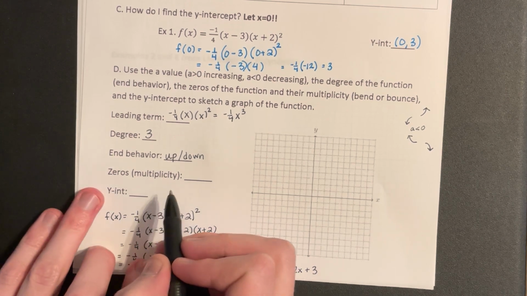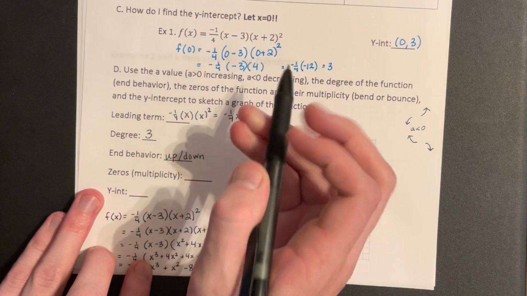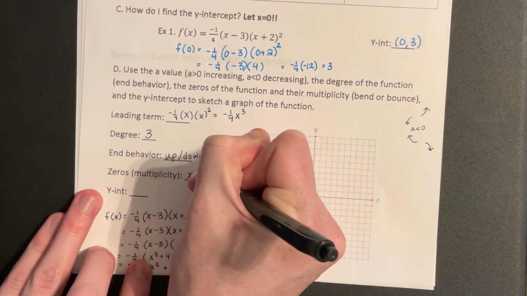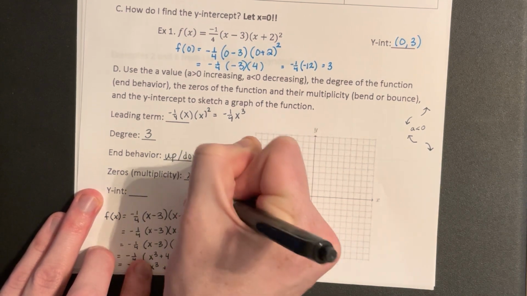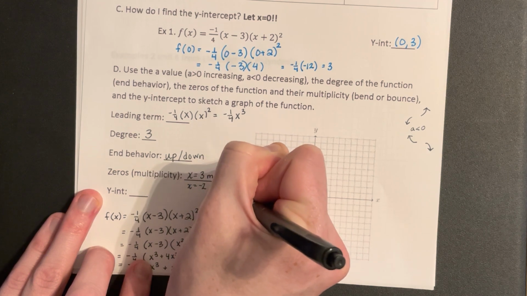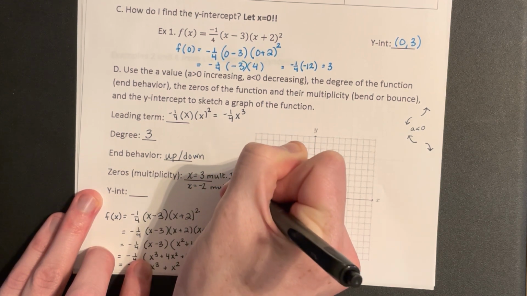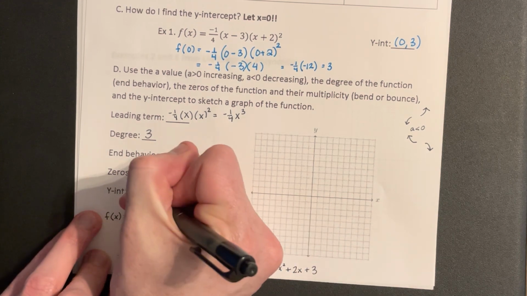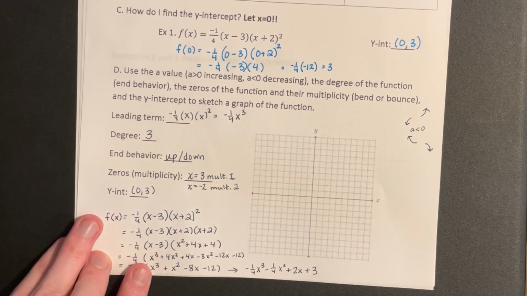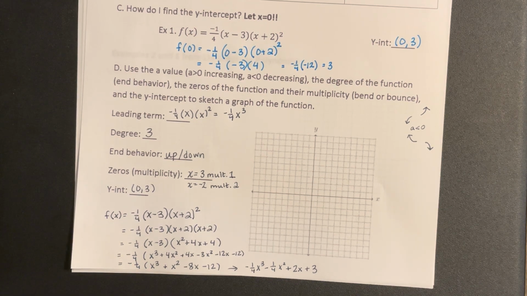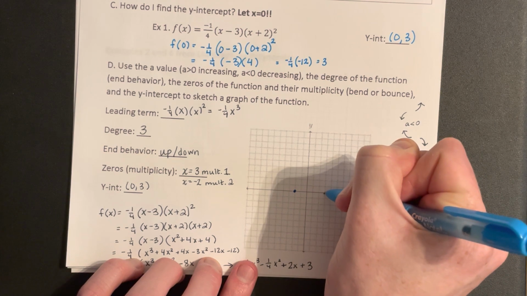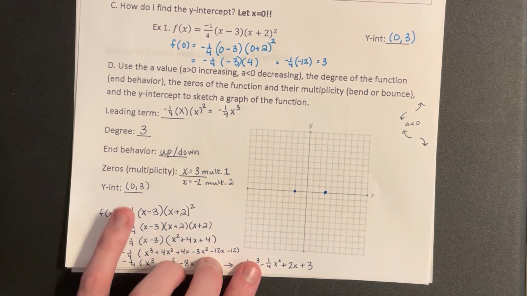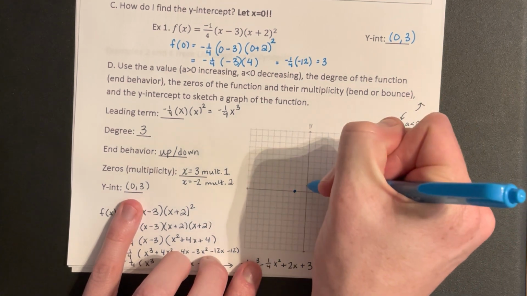All right, our zeros come from each factor. So I see in that x minus 3, I'm going to have a 0 at 3 with a multiplicity of 1, and another one at negative 2 with a multiplicity of 2. Our last one is our y-intercept, which we already found, 0, 3. And we just try to sketch this out. So if I sketch the zeros first, I'm going to go to -2 and put a point, +3, put a point, and then I can graph the y-intercept. So 0, 3, 1, 2, 3.